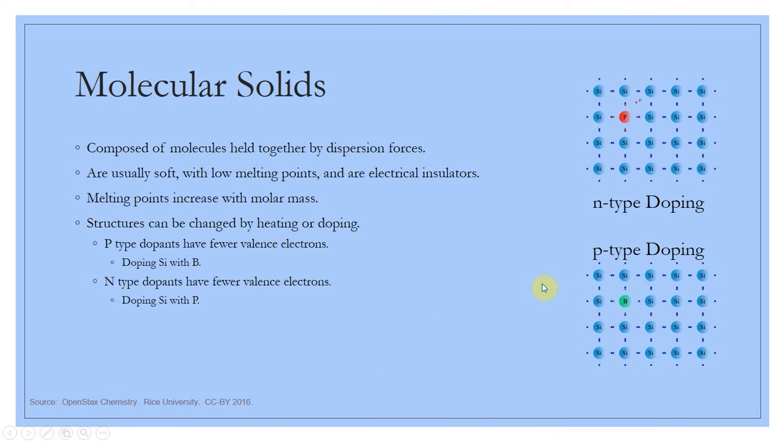The other thing that this is really going to do is change those properties. There are people that spend every day looking at this. Once you start understanding the properties of the original solid, and then you look at how a dopant will change it, you can really tailor-make some of these solids so that you can get the exact type of properties you want.